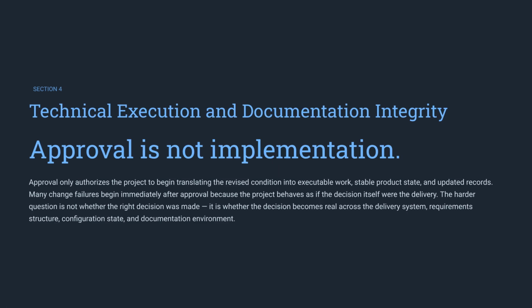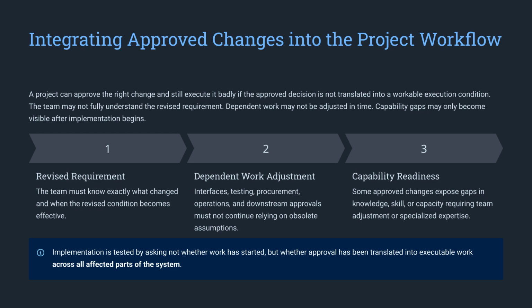A project can fail even after a sound decision is made if it behaves as if that decision alone constitutes the delivery. Integrating approved changes requires rigorous focus. You must ensure revised requirements are understood, dependencies are adjusted, and your team's capability matches the new scope. True success is translating approval into executable work across the entire system.